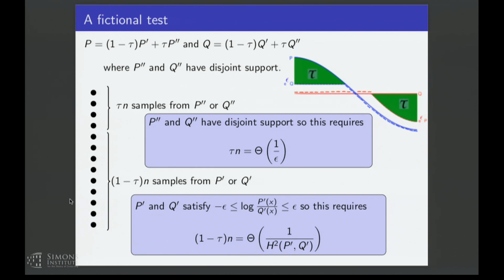So now we have this bottom part of our fictional test. P prime and Q prime, remember, were defined exactly so that their ratio was always bounded between e to the negative epsilon and e to the epsilon. So we get privacy for free for P prime and Q prime, and we've recovered this sample complexity that we claimed before.